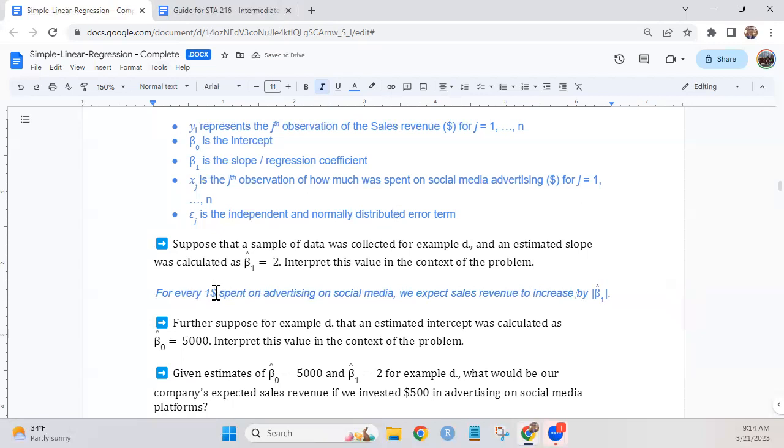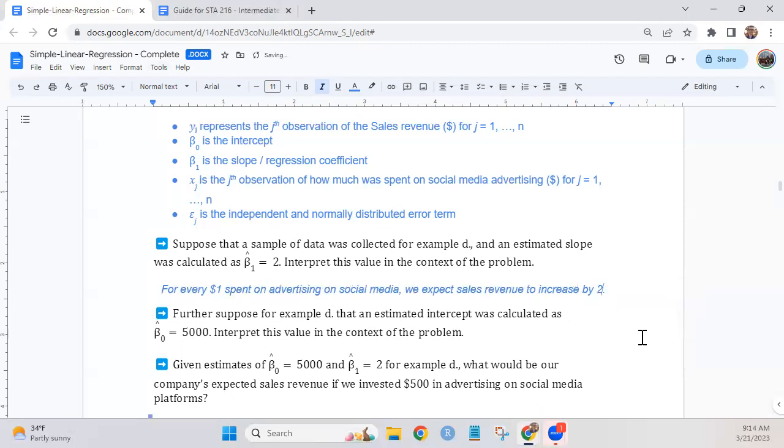So for every $1, I think I put the dollar sign on the wrong side. Okay, so for every $1 spent on advertising on social media, we expect sales revenue to increase by, and then what should we put here? $2, yeah. Kind of weird that we say $1, but we put $2. So it's confusing. Okay. So yeah, that's how we interpret the slope there.